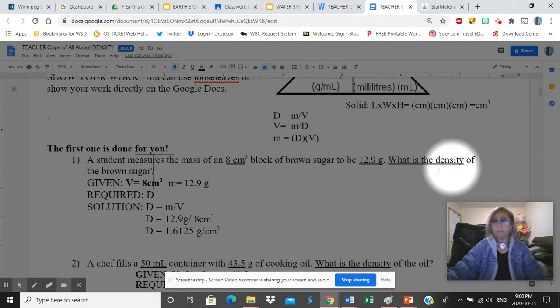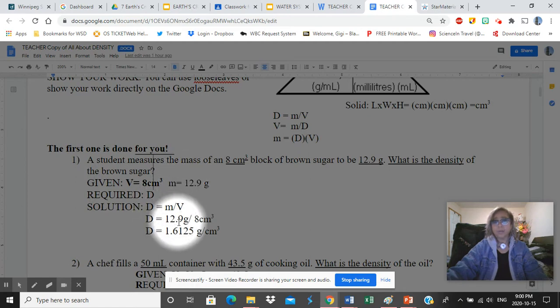So it's there in the problem. You're looking for the D, or density. Write it down and then go back to your set of formulas. So what will you pick? Obviously the first one, because that's density equals mass over volume. Once you know the formula to be used, plug in what you have from the given.